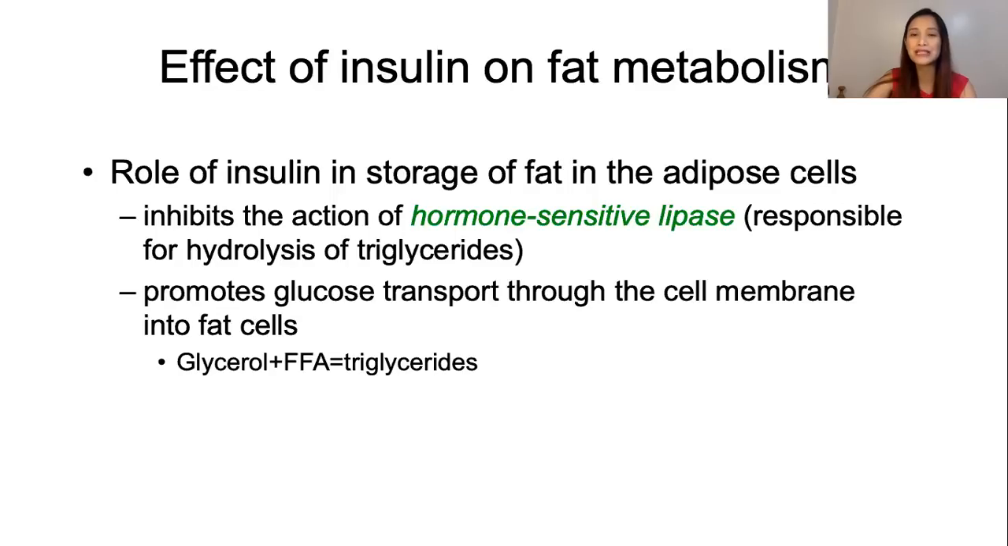So what does hormone-sensitive lipase do? Your hormone-sensitive lipase is responsible for the hydrolysis, or the breakdown, of your triglycerides. So insulin inhibits the breakdown of your triglycerides because it wants to promote storage of fat.